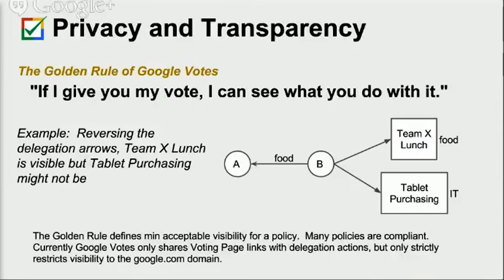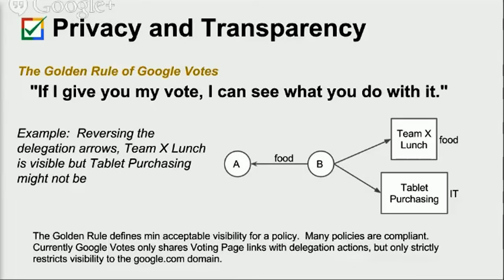Another thing is this whole notion of privacy transparency. There's something I call the golden rule of Google Votes, which I'll just read: if I give you my vote, I can see what you do with it. It's this notion that delegation and visibility are complements. In this little example, A delegated their food vote to B, which means that B has to give visibility on their food votes to A. It kind of reverses the arrows.